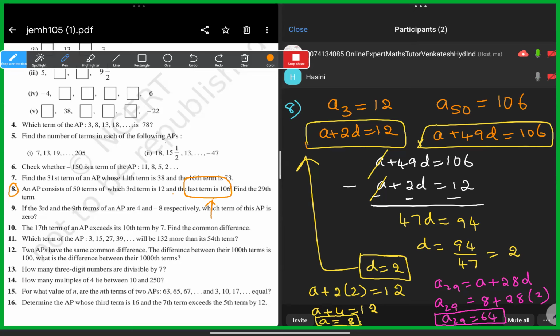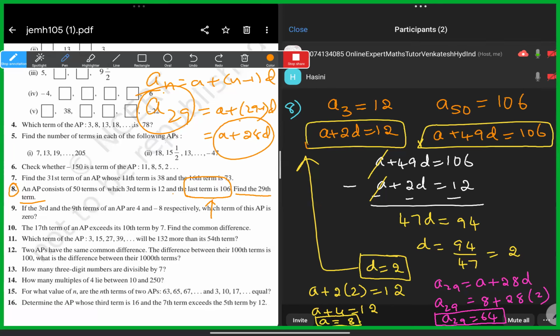Like that, A29 they're asking us. Find the 29th term, means what, A29. So for that, in the formula AN is equal to A plus N minus 1 into D, in the place of N we are writing 29. A plus 29 minus 1 is 28. So A29 is nothing but A plus 28D. Here also we wrote like that only. A3 means A plus 2D, but that is already given as 12, so we equated it to 12. Here A50 is already given as 106, so we equated it to 106. Like that. Okay. Any doubt, Hasni? No, sir.